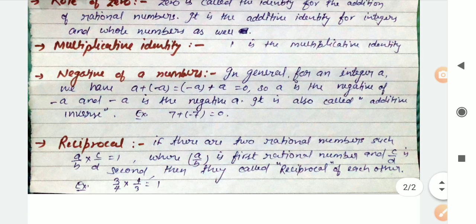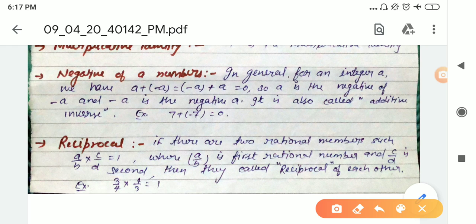Now the next, negative of a number. That is so simple. In general form, for an integer a, we have a plus minus of a is equal to minus of a plus a is equal to 0. So a is the negative of minus a and minus a is the negative of a. It is also called the additive inverse. For example, you can say 7 plus minus of 7 is equal to 0.